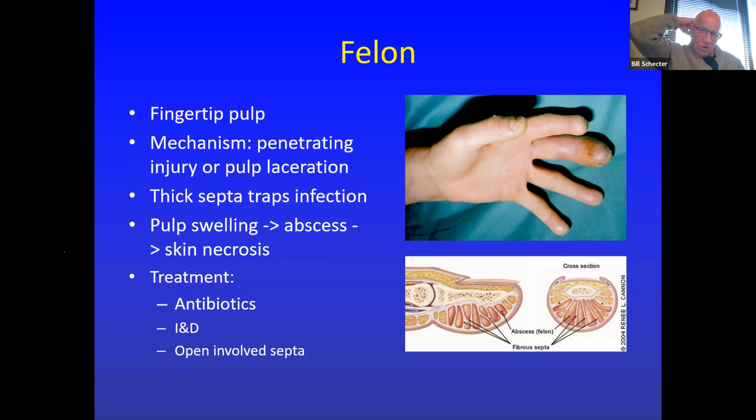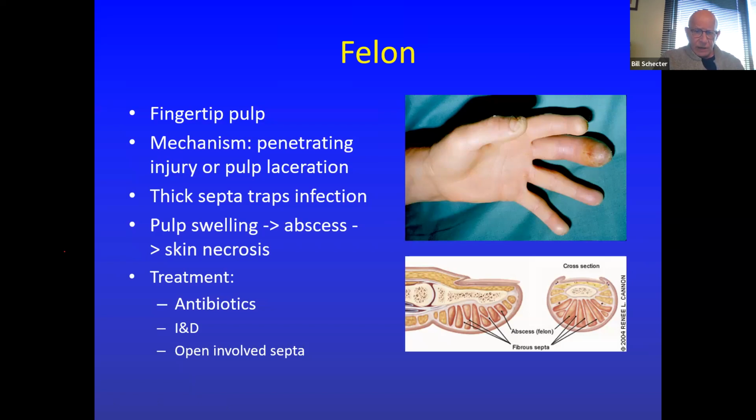All right. Well, if there are no other thoughts about that, let's go on to felons. Now, of course, felon in English has two meanings. The first, the more common meaning, is somebody who's a criminal, who's been imprisoned. But it also refers to an abscess over the volar distal phalanx. And usually the mechanism is a penetrating injury over the distal phalanx, or the pulp, or sometimes a crush injury over the distal phalanx.